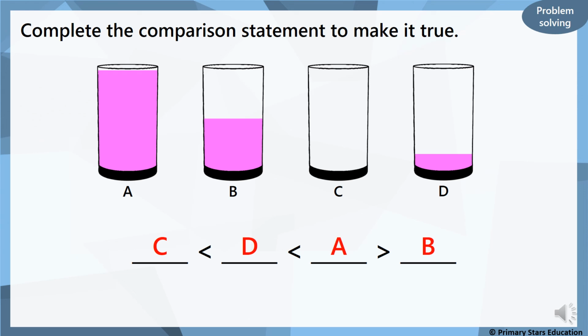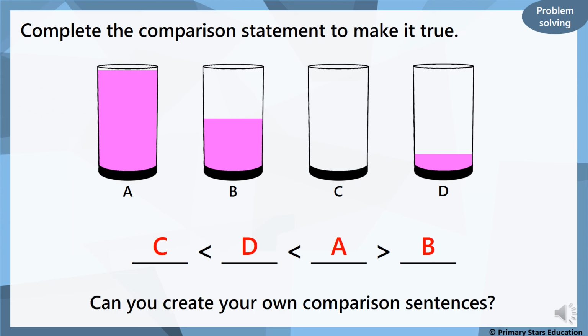Okay, so what we've got here, C is less than D, which is less than A, which is greater than B. That's quite tricky, isn't it? Can you have a go at creating your own one of these? That is a real next level step if you can do that.